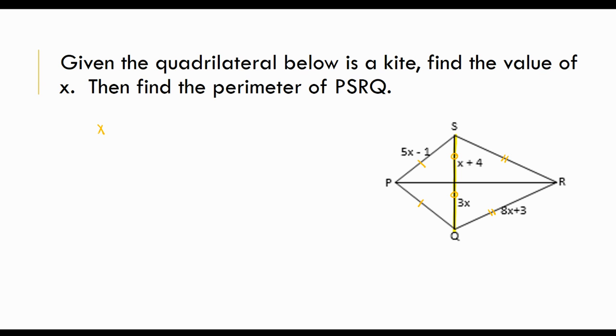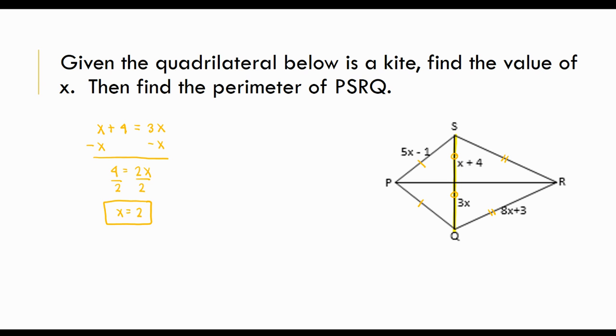So I'm going to be able to set x plus 4 equal to 3x. Then to solve for x, I'm going to subtract x from both sides. 4 is going to equal 2x. When I divide by 2, I get x to be 2. So that is half of my answer. It said find the value of x.